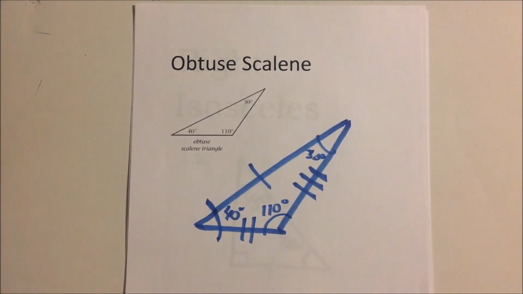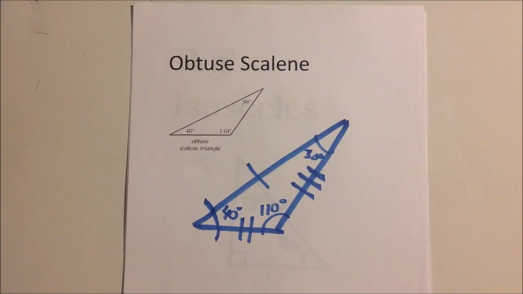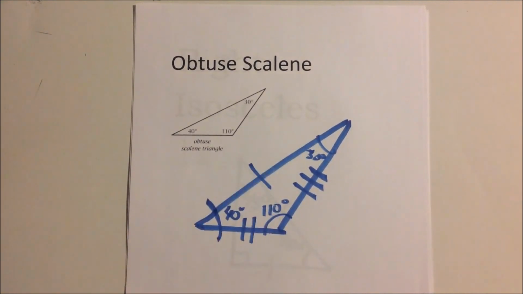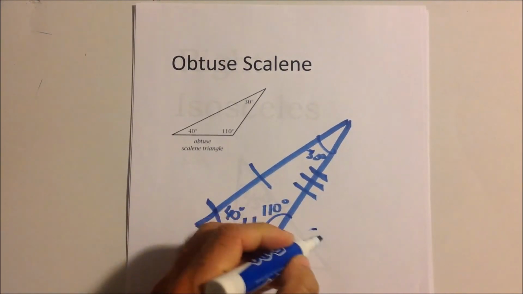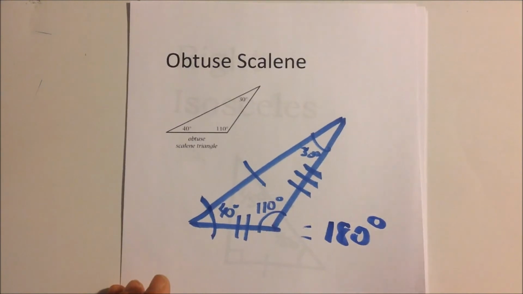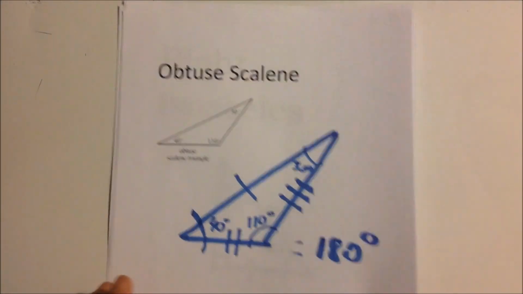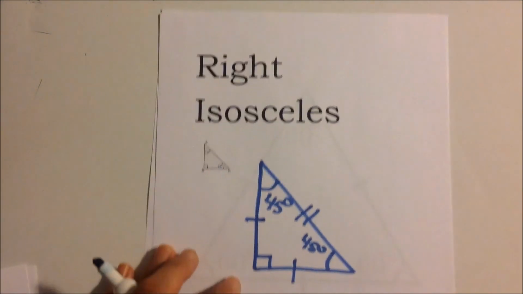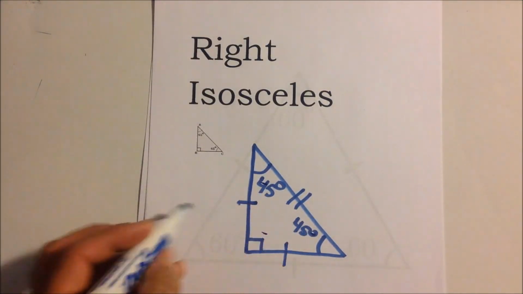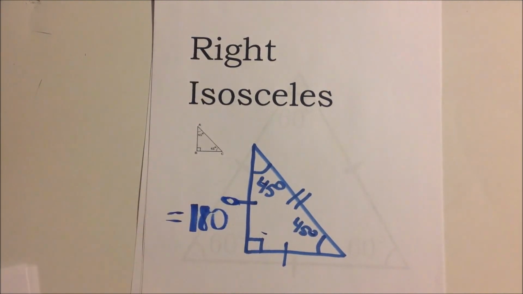So those are the triangles. That's how we identify it. And remember, when you add up the degrees in a triangle, it has to equal 180 degrees. For example, if you look at this obtuse scalene triangle, it has 110, has 40, and it has 30, and that equals 180. So the degrees have to equal 180. Okay, and I'll give you another example. When we had the right isosceles, we have 90, 45, and 45, and that equals 180. So remember, triangles equal 180 degrees. Great job.